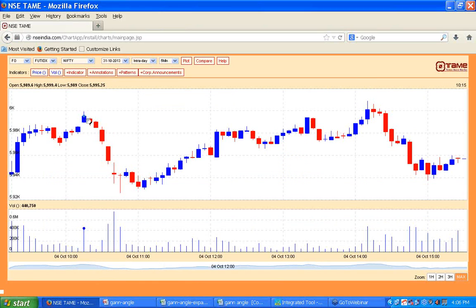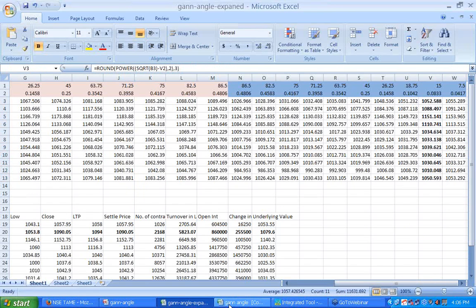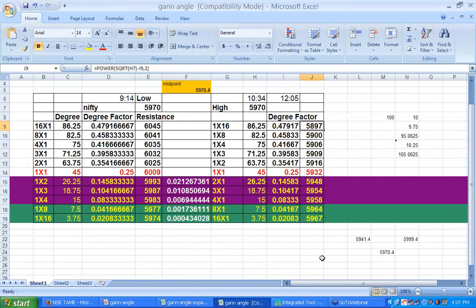In the very next hour, it has fallen down from 5986.6. After touching 5999.4, it is falling down. Obviously, it should come through this 5983. However, it has already touched the 5994 level, so the 5999 level, which is my 26.25. This level it has crossed, and from there it is retracing back.